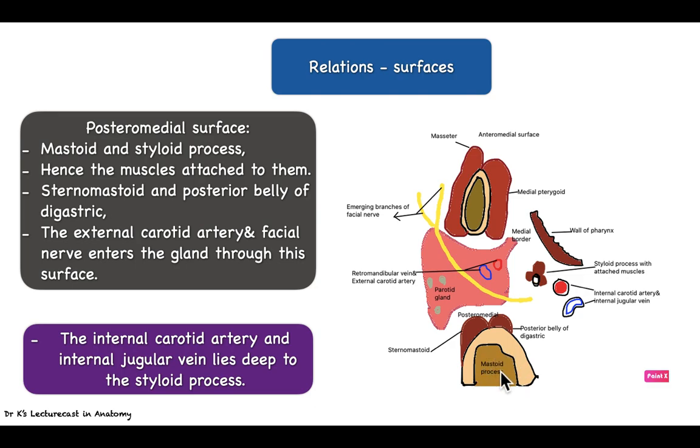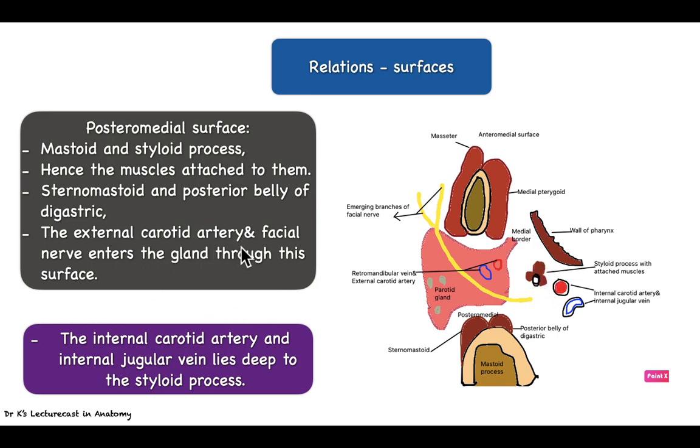Can you see? Branches of facial nerve are emerging here. Posteromedial surface. Again, a bony structure and muscles attached to it. Bony structures are two. Can you see here? This area is the posteromedial surface to the gland. So mastoid process, styloid process. Write the muscles attached to them. Mastoid, remember two muscles, posterior belly of digastric and sternomastoid. And styloid process, you know, stylohyoid, styloglossus and stylopharyngeus muscles are attached here.